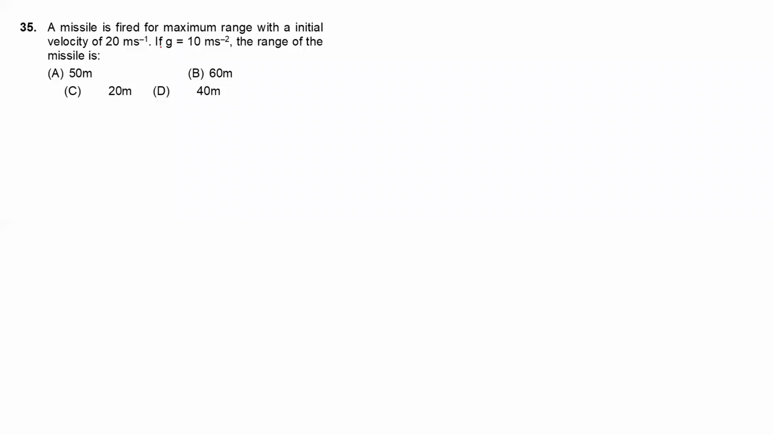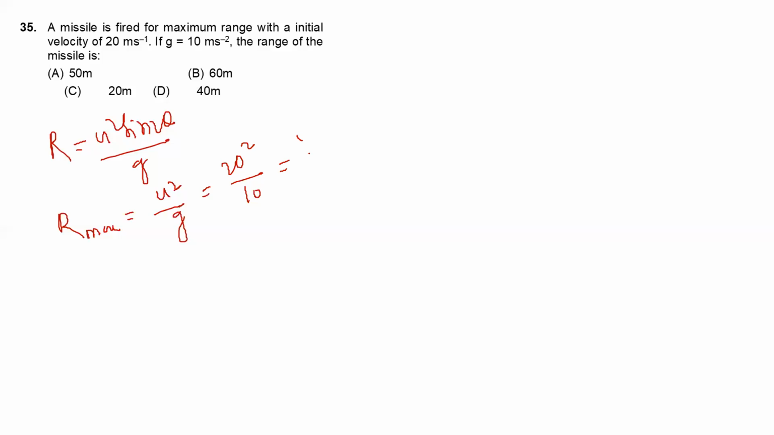The missile is fired for maximum range with an initial velocity of 20 meter per second. If g is equal to 10 meter per second square, the range of the missile is how much? Students, normal R is equal to u square sine 2 theta by g. For R maximum, sine 2 theta has to be maximum, being 1. So R max is equal to u square by g. That is 20 square divided by 10, that is 400 by 10, that is equal to 40 meter. Maximum range is 40 meter.